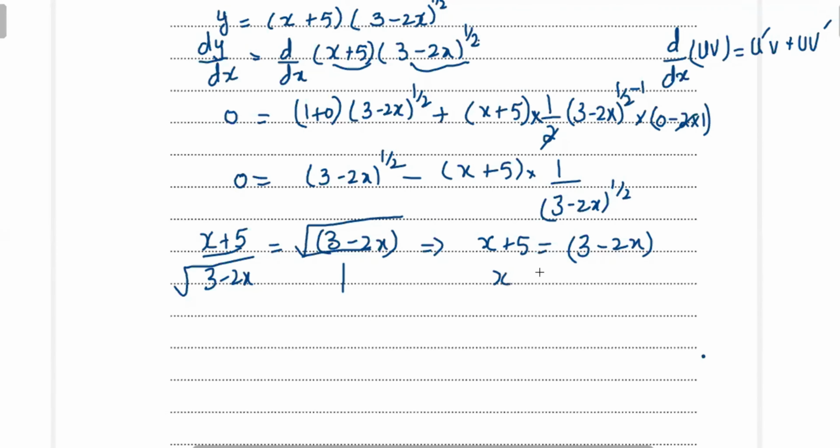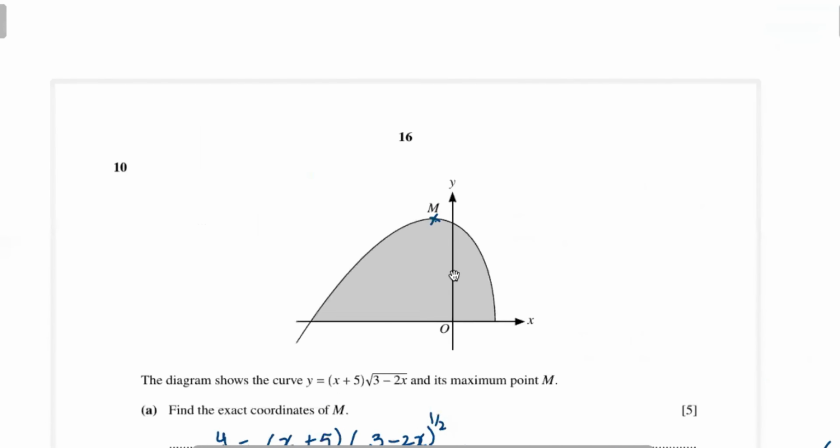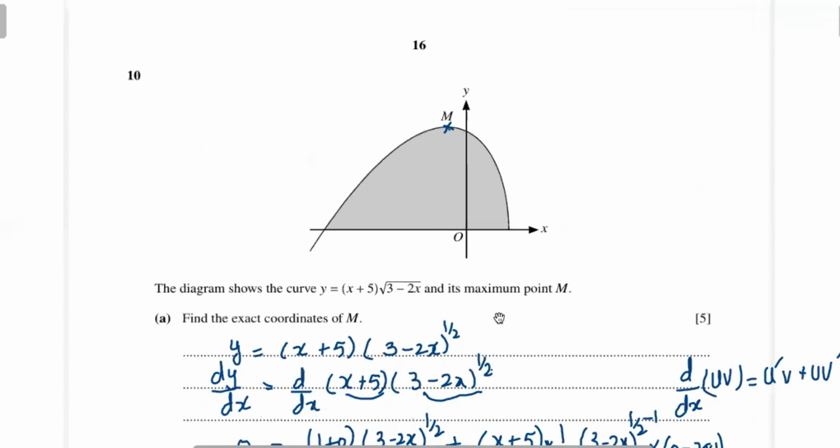You can write x plus 5 equal to 3 minus 2x. Minus 2x shifts from right to left side, that becomes x plus 2x equal to 3 minus 5, and 3x will be equal to minus 2, and x will be equal to minus 2 over 3, and the x-coordinate of this M will be minus 2 over 3.